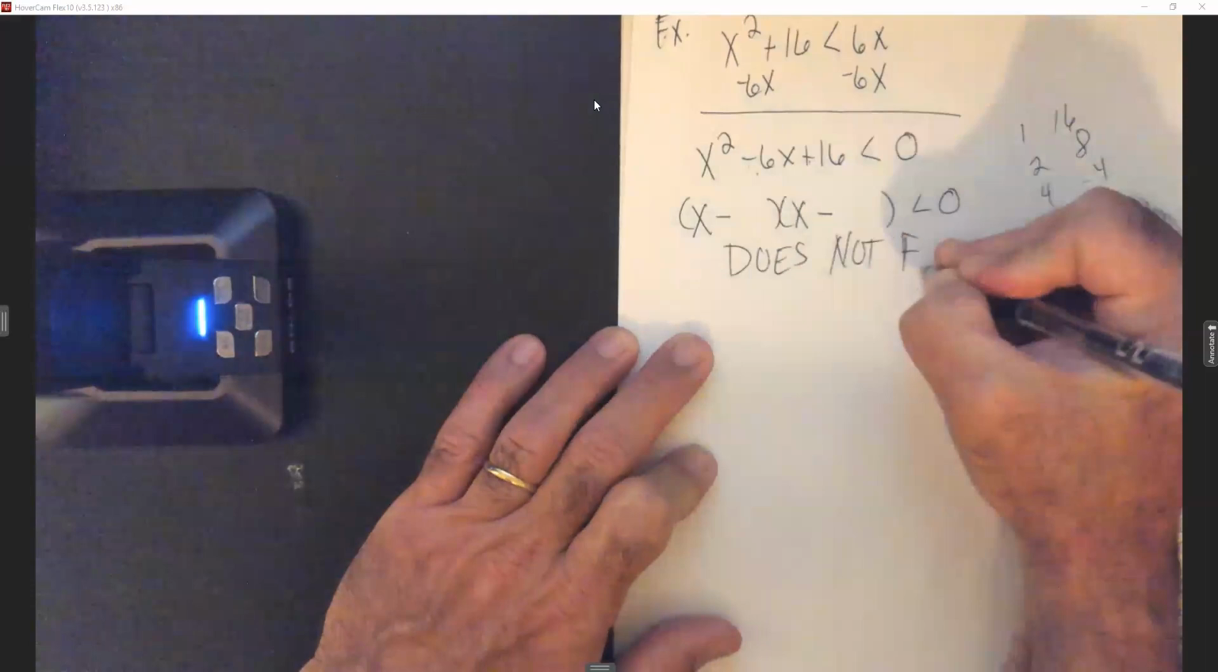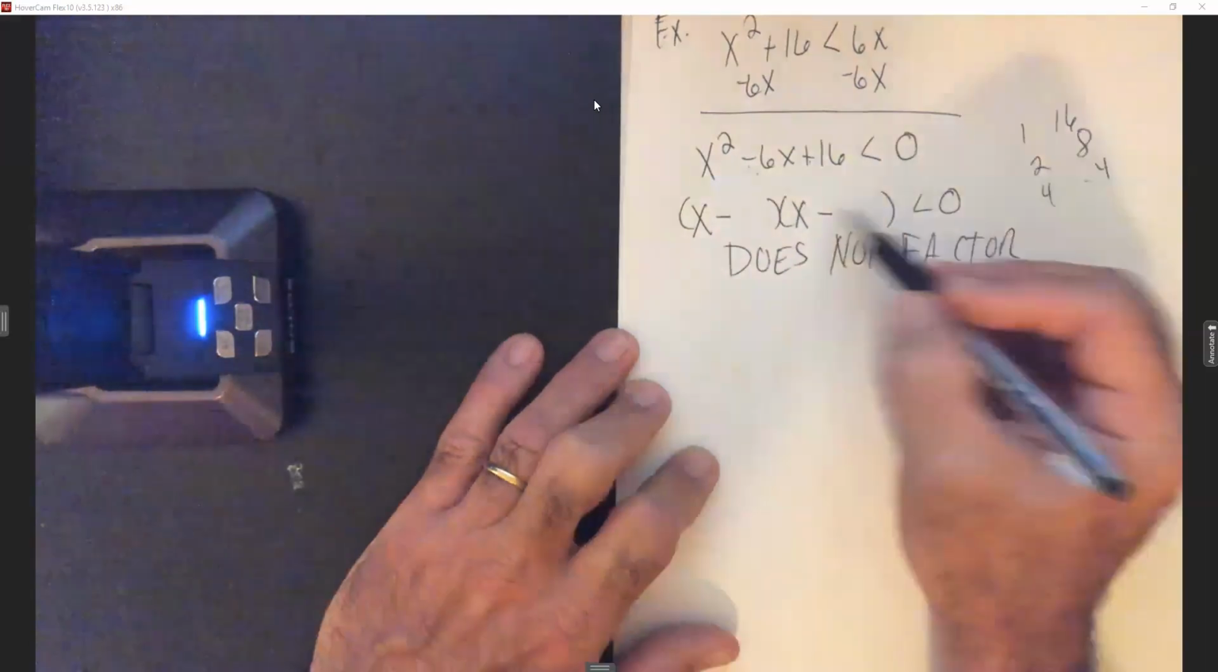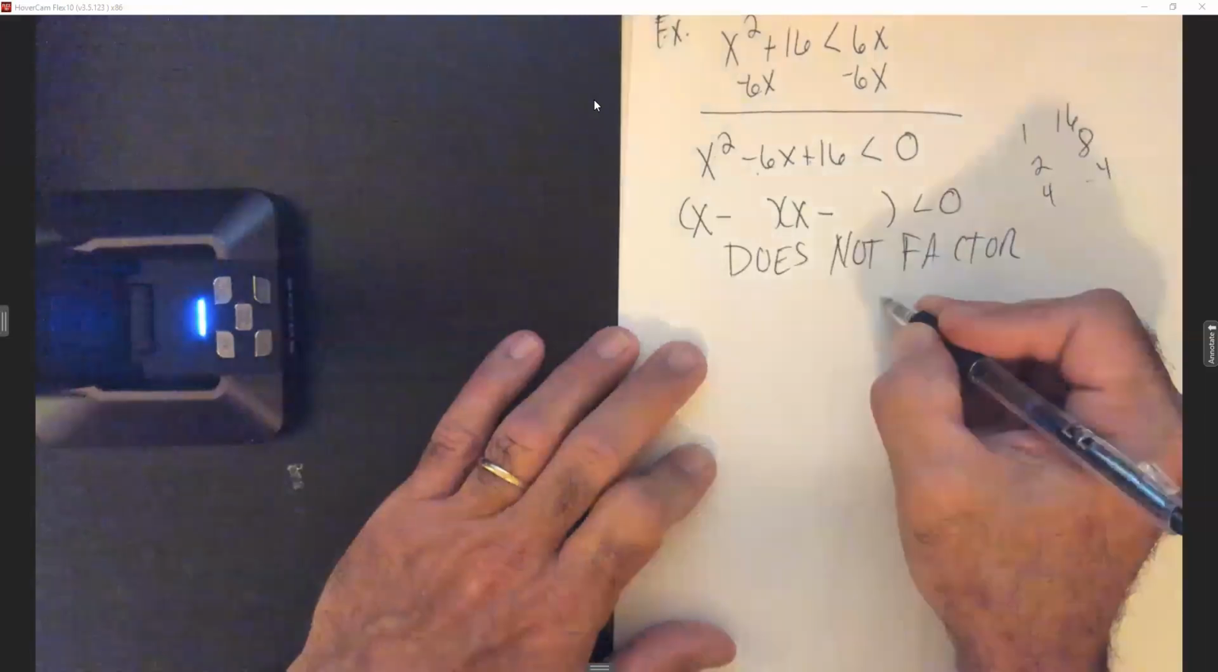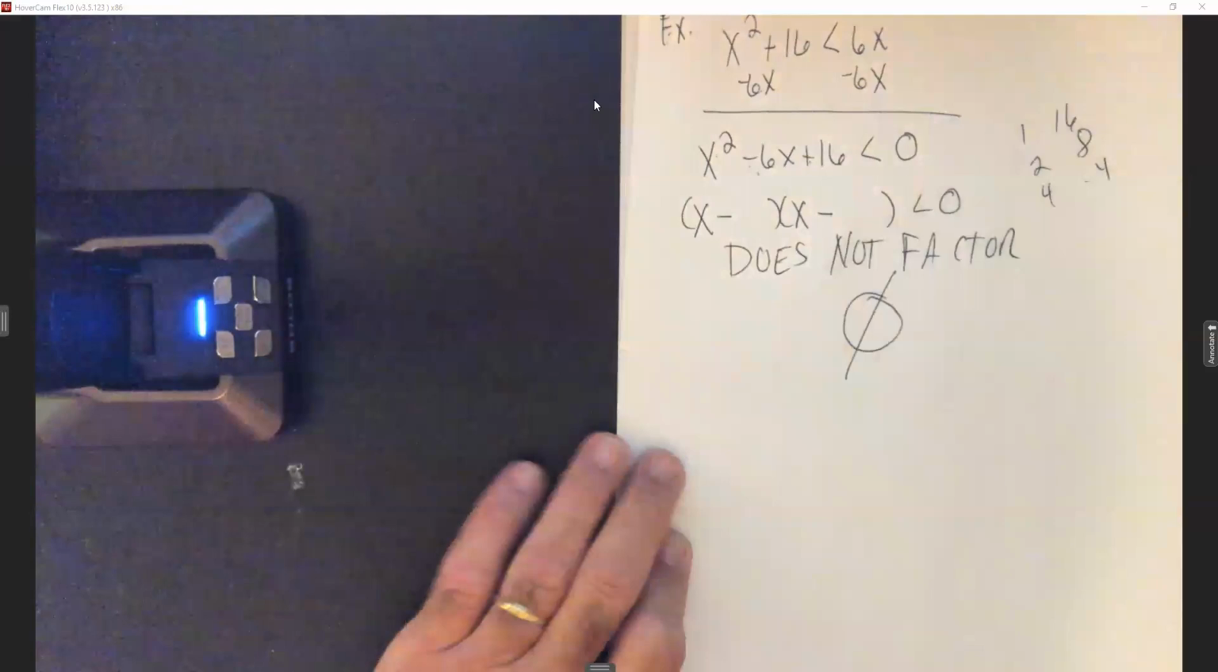Okay, so none of these factors would FOIL to give me what I needed. So this does not factor. So the answer would be the empty set, no solution.